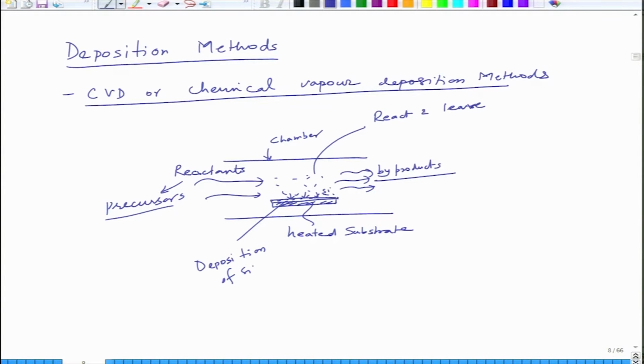So this is called chemical vapor deposition, because chemicals come into the chamber. They are in vapor form over a heated substrate where they react with each other, and the chemical reaction takes place such that the silicon is deposited on top of the substrate and the byproducts go out of the system. This allows you to deposit large area thin film. So large area substrates can be deposited with uniformity.